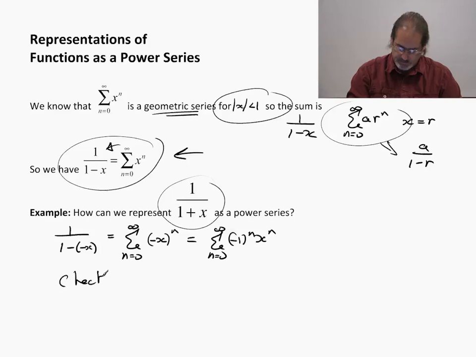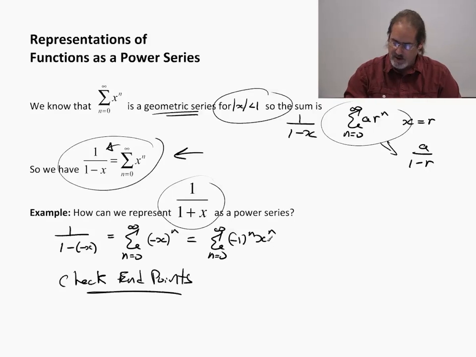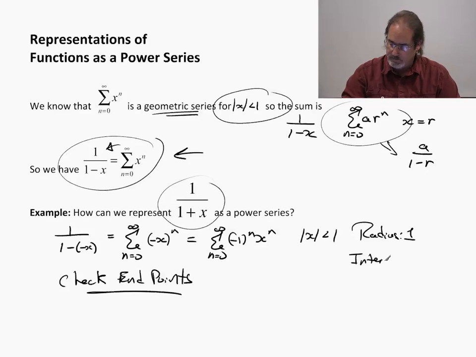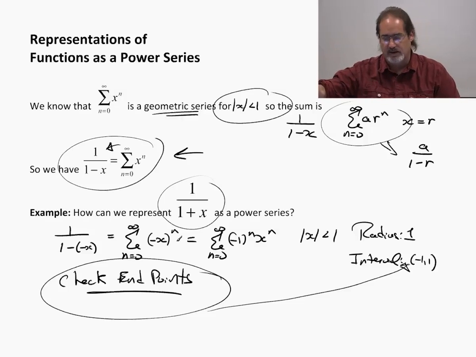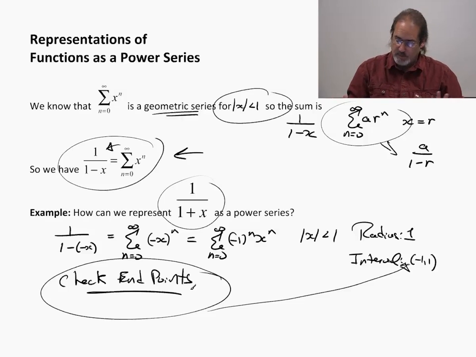And we should also, once again, check the endpoints. Now I know this was going to converge for absolute value of x less than 1, which means my radius is in fact 1. And I know my interval will be negative 1 to 1. But again, checking the endpoints to determine whether or not it will converge at negative 1 or if it converges at the other end at 1, which I'm not going to do here, but it's something you should do. Does this negative 1 to the n change anything or not? That's something you really should take a look at.